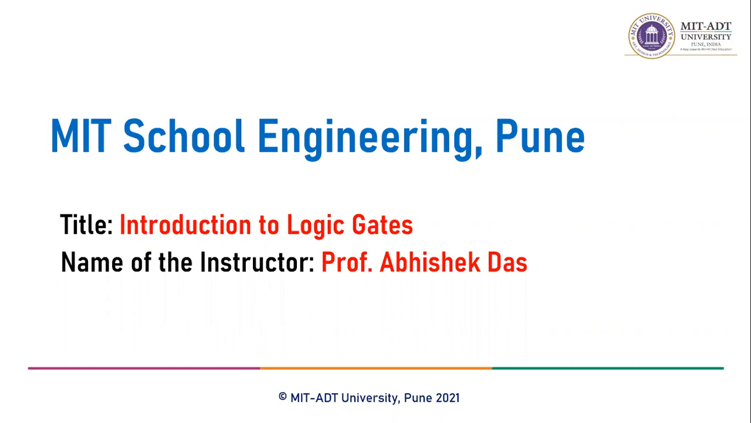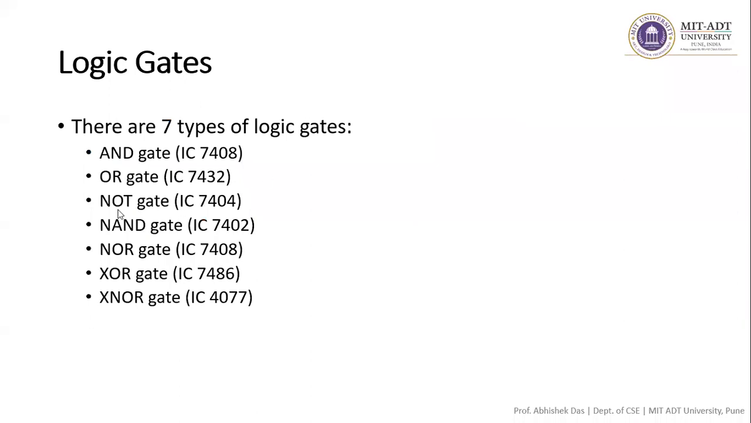Welcome to the third session of the introduction to logic gates. For today's session, I will explain the third gate, that is the NOT gate. The IC number is IC7407. Okay, so let's start with the NOT gate.